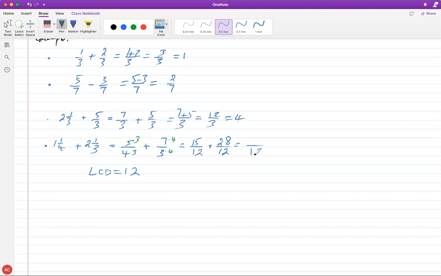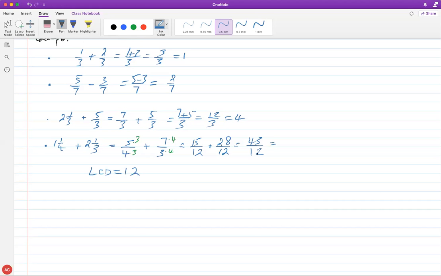Okay, and now that we have the same denominator, we keep it, and we add these two numerators, 15 and 28, which is 43. Since we started with mixed numbers, we're going to see if we can turn this into a mixed number. This is an improper fraction. First, you have to try to reduce it if possible. Nothing goes into 43 and 12. But we can turn this into a mixed number.